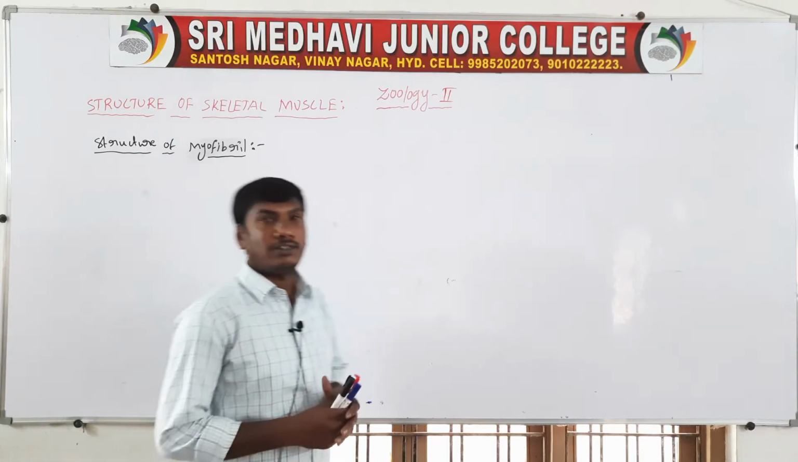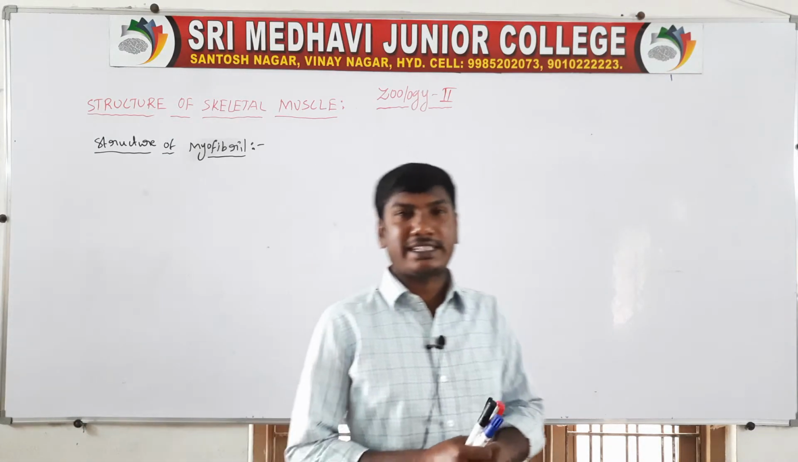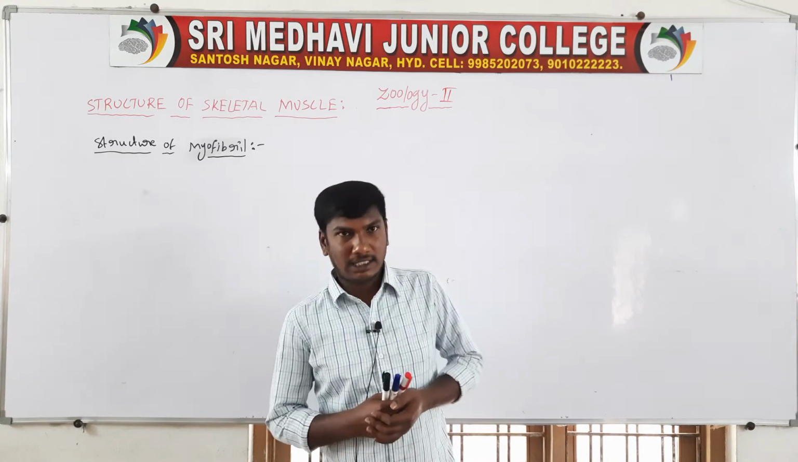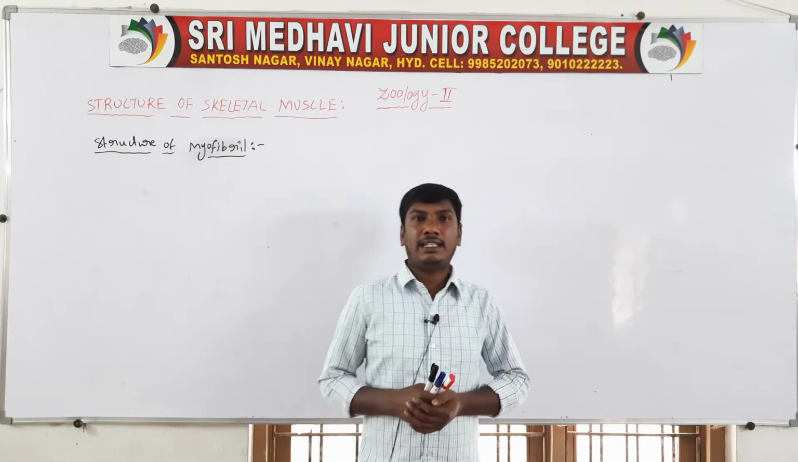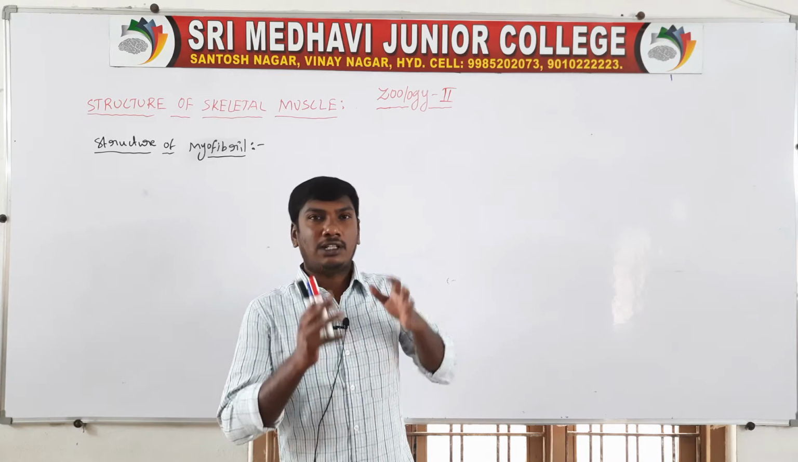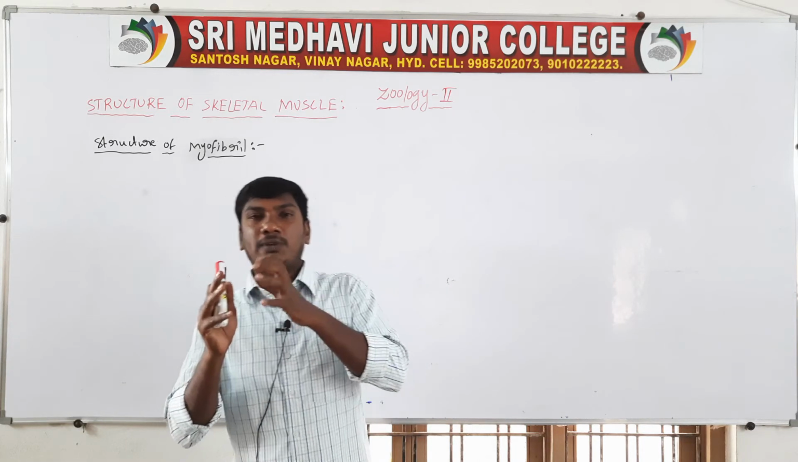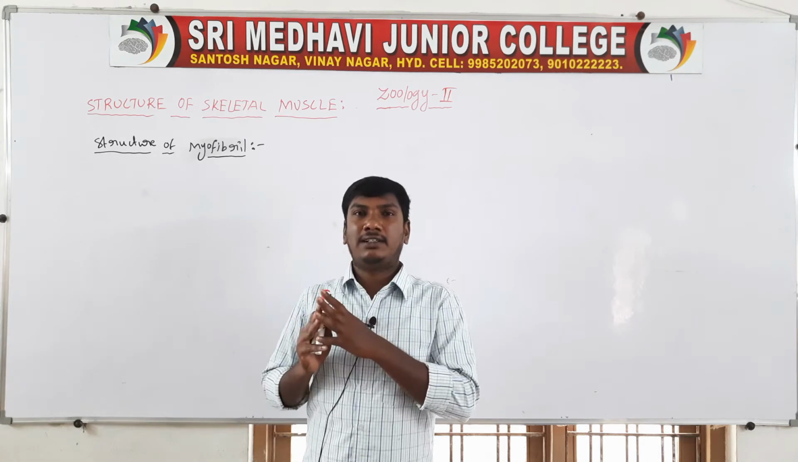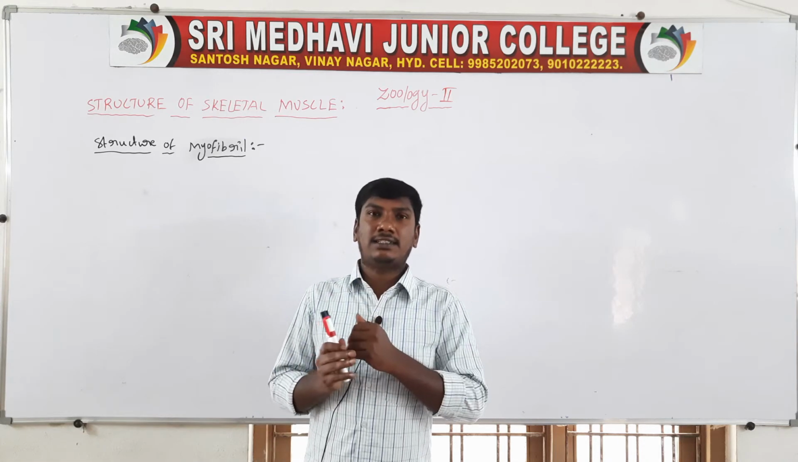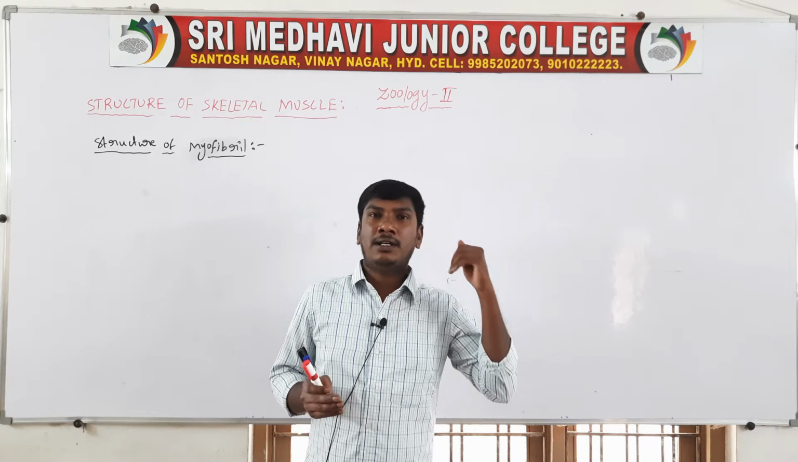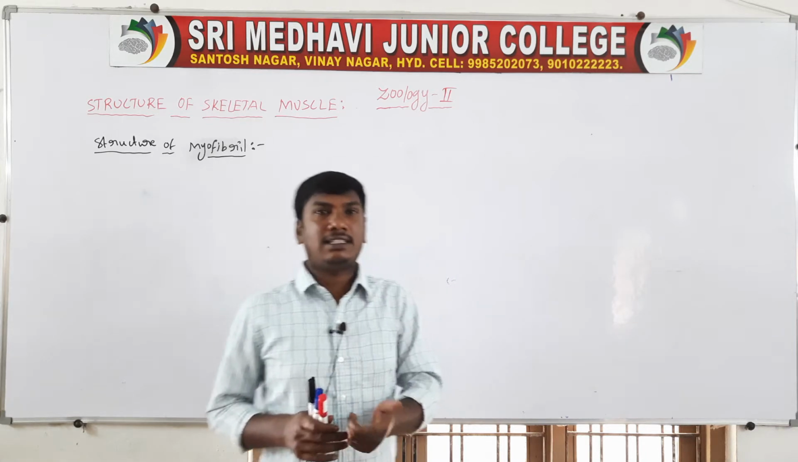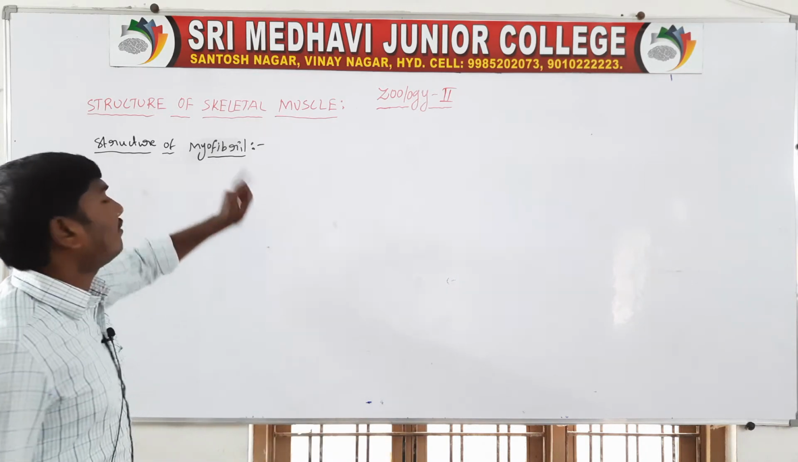Hello everyone, today we will discuss the structure of skeletal muscle. The structure of skeletal muscle is majorly formed by muscle fibers. A group of muscle fibers combines to form a fascicle, and a group of fascicles combines to form the muscle. The previous class discussed the structure of the muscle fiber. Today's class discusses the structure of the myofibril.